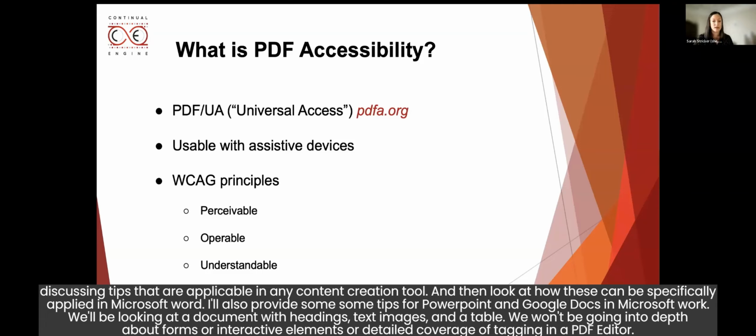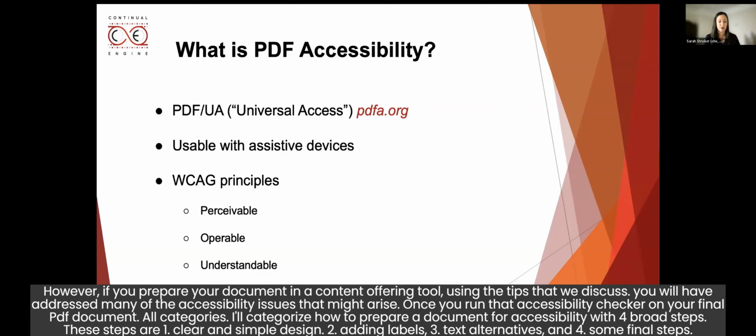We won't be going into depth about forms or interactive elements or detailed coverage of tagging in a PDF editor. However, if you prepare your document in a content authoring tool using the tips that we discuss, you will have addressed many of the accessibility issues that might arise once you run that accessibility checker on your final PDF document.